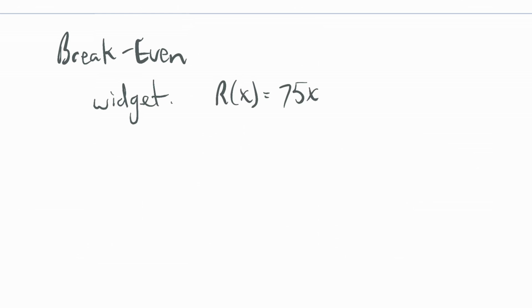Say R of x is 75x. Let's say the cost to produce these widgets is 8x plus 12. Well, let's not say 12, let's say 1,200. If you sell them for 75 a pop, your revenue is the price per unit times the number of units. So 75 times x, because it's 75 each when you sell them. The sale price, not the cost to make them, is 75. And then the marginal cost is 8 and the fixed cost is 1,200. How many should you make to break even? Of course, you would make more than that to turn a profit.